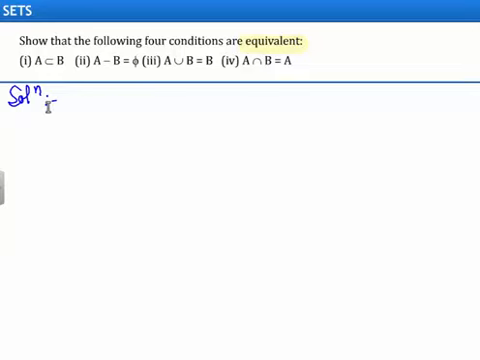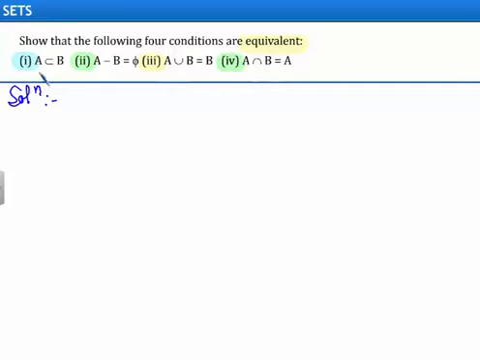Now, the conditions given are A is a subset of B, A minus B is equal to the empty set, A union B is equal to B, and A intersection B is equal to A. Now, if we are able to show that the first condition implies and is implied by the remaining 3 conditions, it will imply that the 4 conditions are equivalent.